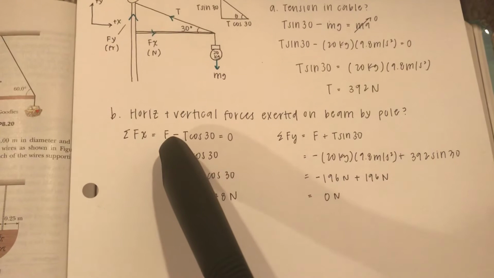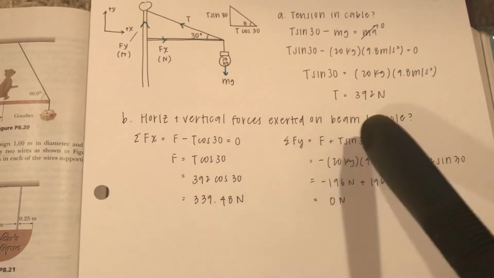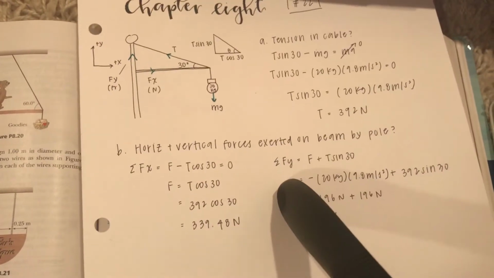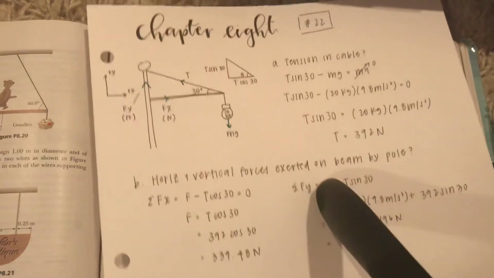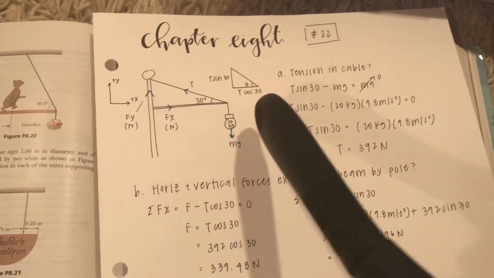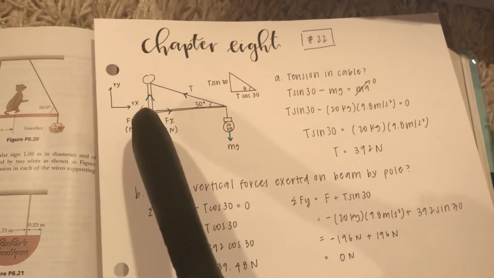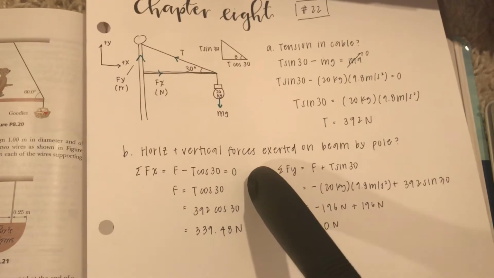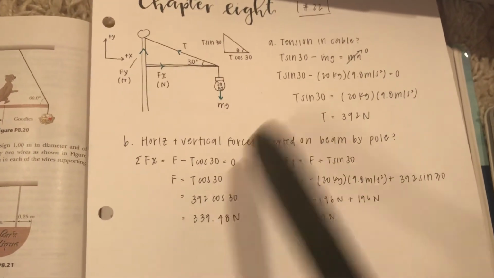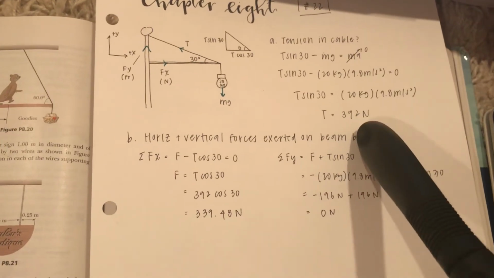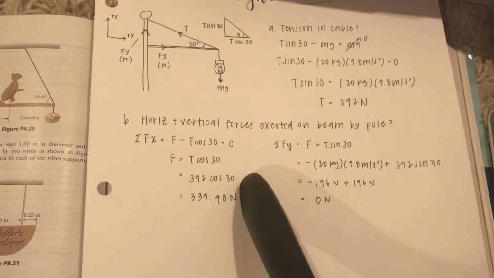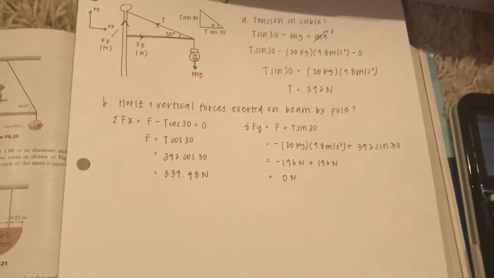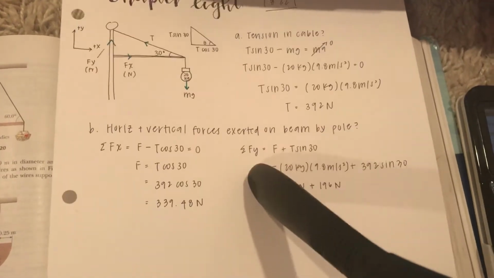So next it asks us to find the horizontal and vertical forces exerted on the beam by the pole. That's basically asking for our forces in the x and forces in the y. For our force in the x, we know that force is this way, and our positive x was marked this way as well, so we would have force minus T cosine 30 equaling 0. Force equals T cosine 30, and plugging in the tension we found in the previous step, we get 392 cosine 30, which plugged into our calculator equals 339.48 newtons.